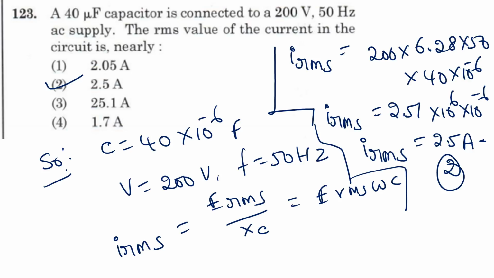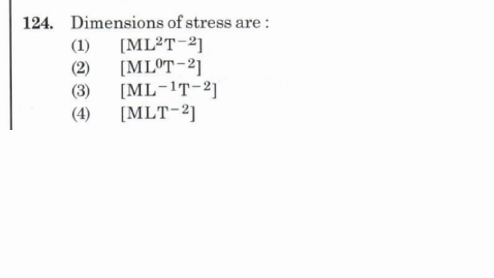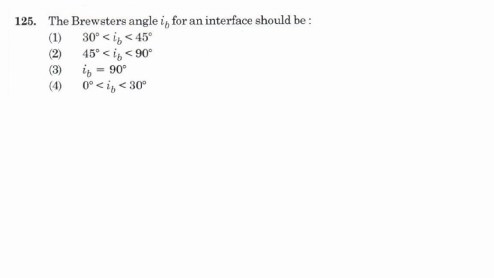Next we will go to the question number 124, dimensions of stress. This is a very easy. The third option is correct, M L to the power of minus 1 and T to the power of minus 2. And we'll go to the question number 125. The Brewster angle is option 2 is the correct answer. And next, going to the question number 126.